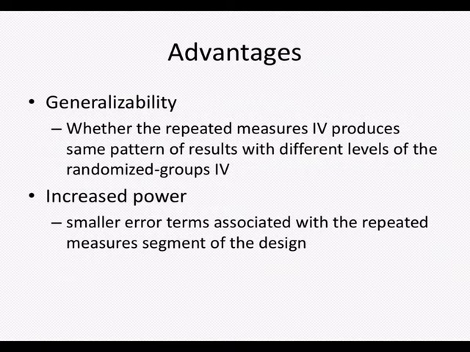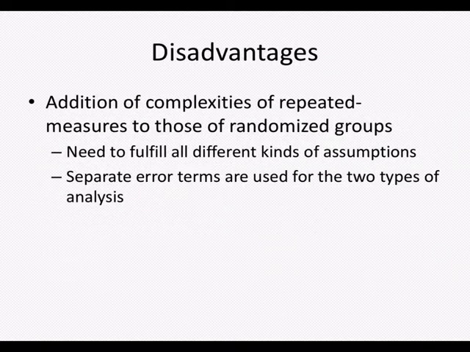And another advantage is that we have increased power. So we talked about using repeated measure. Part of the error is taken out because it serves as its own control. And so that yields a larger F. So smaller error terms associated with the repeated measure segment of the design. I'll talk more about the different segments of this design.